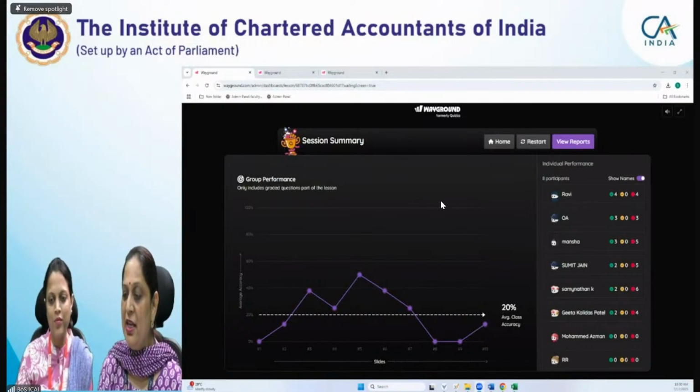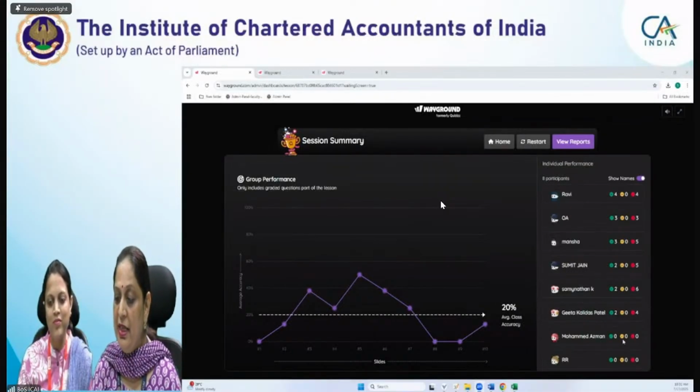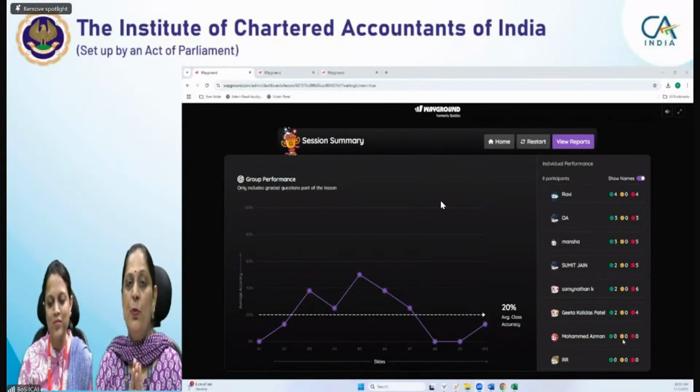And here you can see the session summary, your score, what your report card is reflecting. But RR has not marked any answer, right? And Mohammed also has not marked any answer. But yes, we need to practice more.